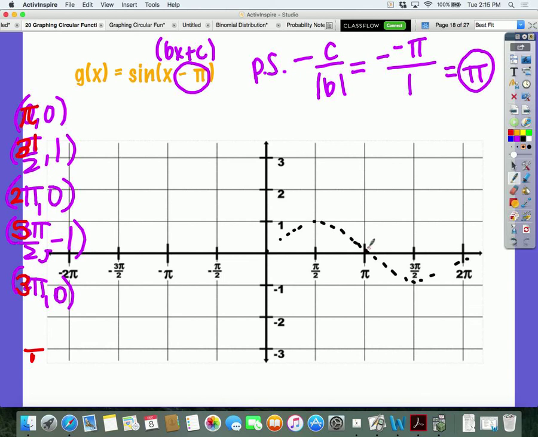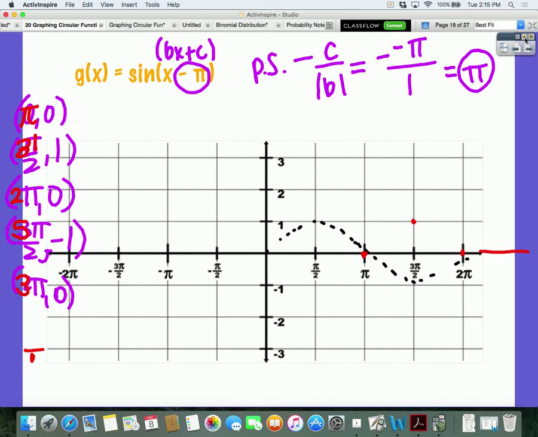So if we look, we're physically shifting the graph over to the right. Where's 5 pi over 2 located? After 2 pi, and then before 3 pi. And there it is. What's the second point? The second one is 3 pi over 2. Oh, 3 pi? Yes. This one's 2 pi, 5 pi over 2, and so they don't connect.